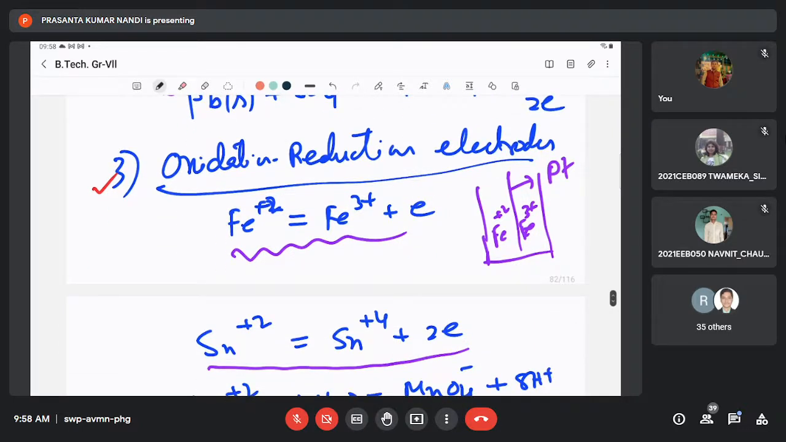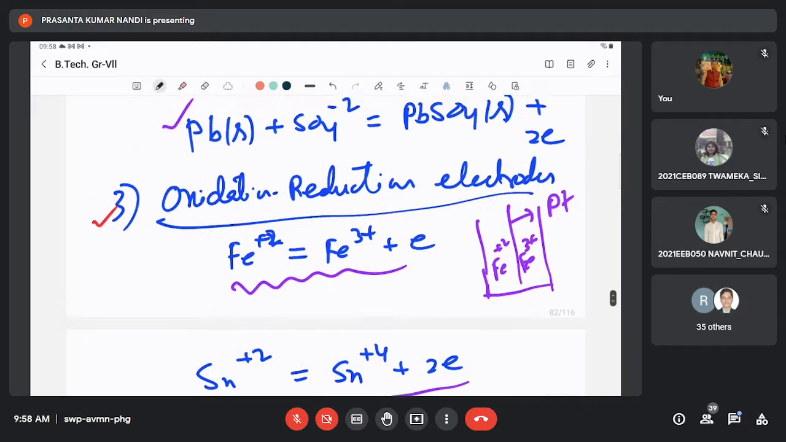Now there is a third type of electrode, that is, oxidation reduction electrodes. This is very important.